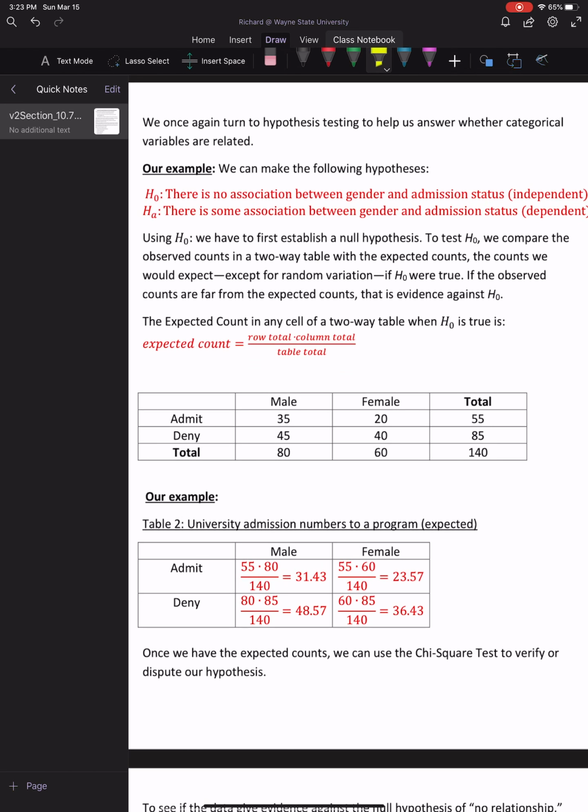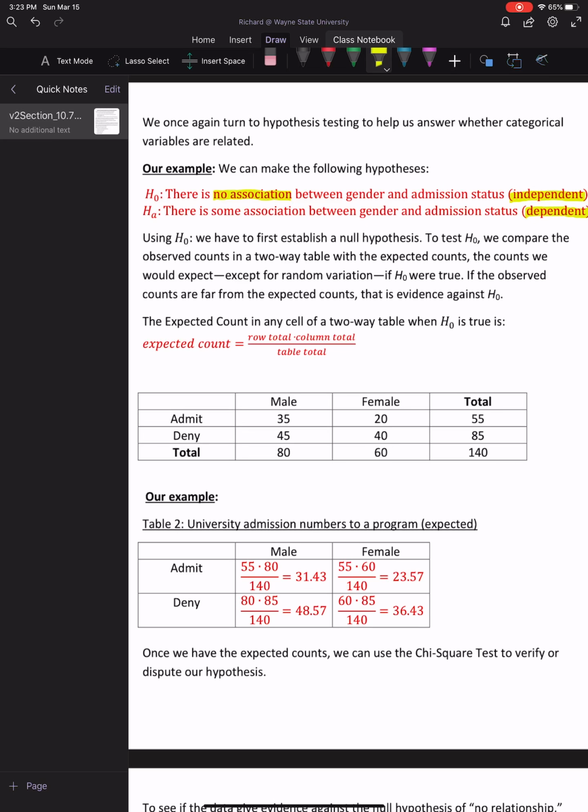Let's look at the context of this example. So we turn to the hypotheses. We're going to study gender and admission status. If you look at the null, it says there is no association. In other words, these two variables are independent. So remember, you can either use the word independent, gender and admission status are independent, or you can say there is no association between the two. Either way is fine. For the alternative, we say there is some association between gender and admission status, which suggests that these are dependent, or not independent. Some sort of relationship exists.